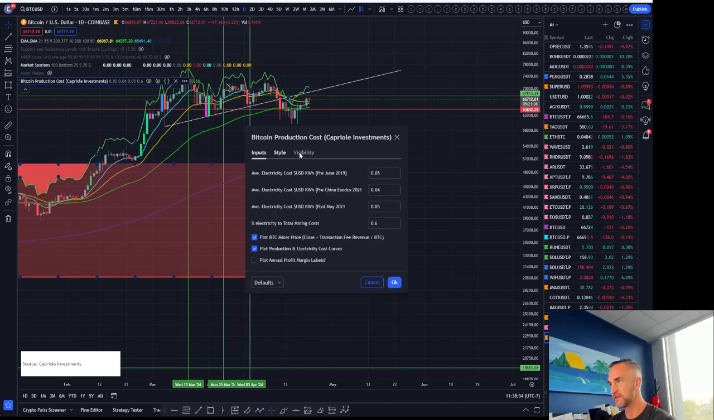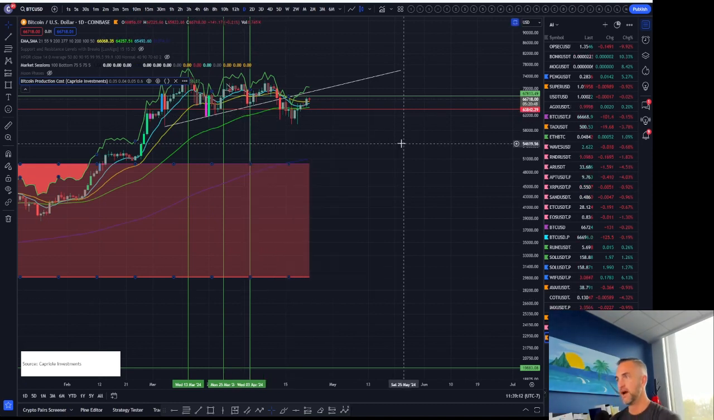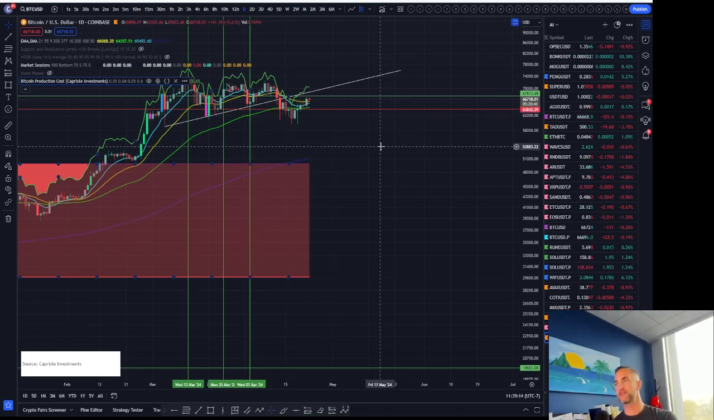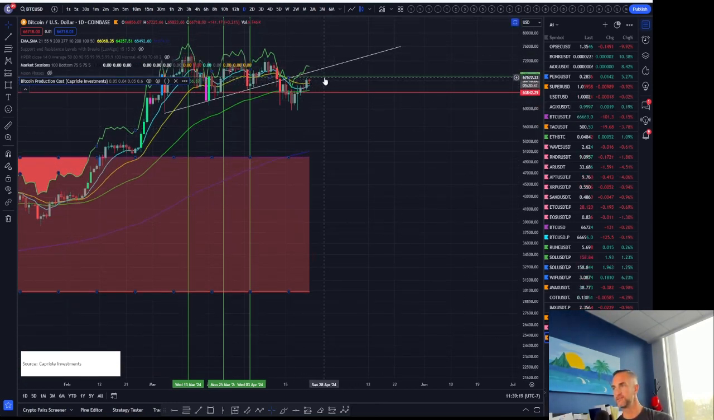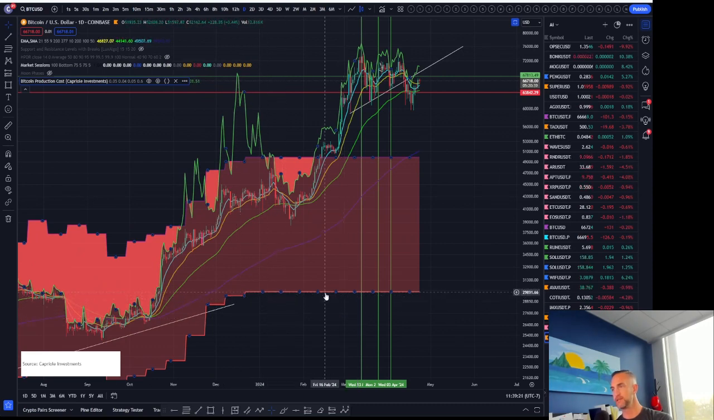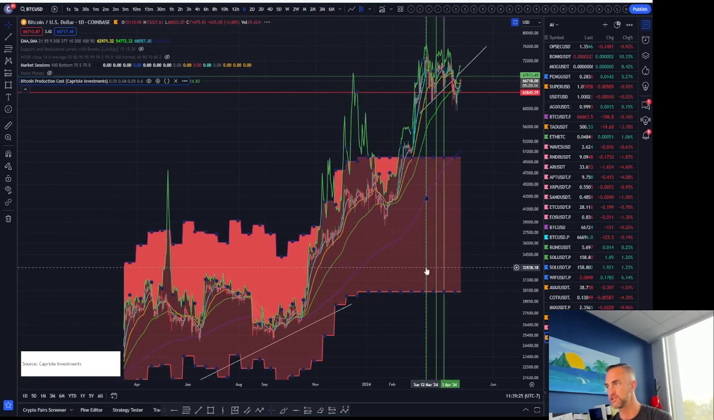Close plus transaction fee. Plot production and energy cost curves. I'll have to get back to you. Unconfirmed rumor that Bitcoin production cost is now up at $70,000. That was the rumor on the street, but it's not populating on the chart yet.